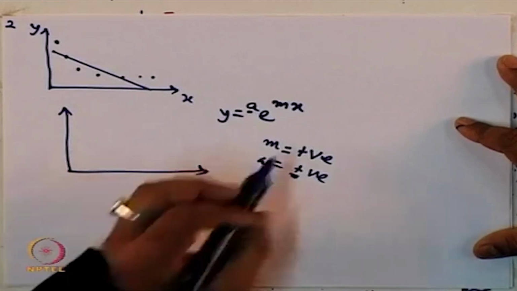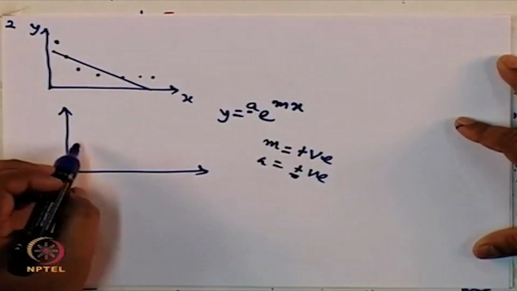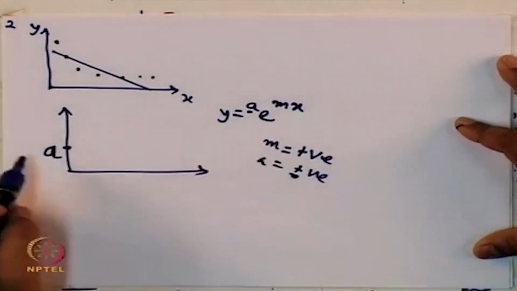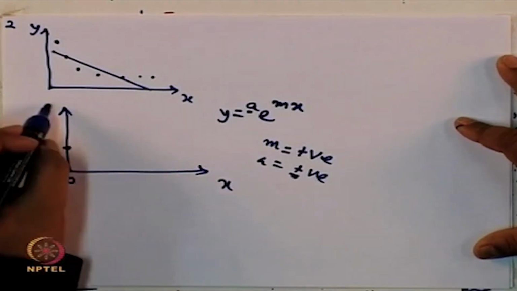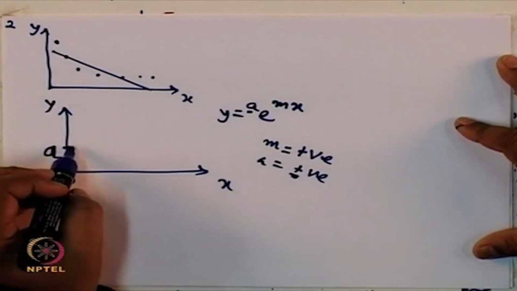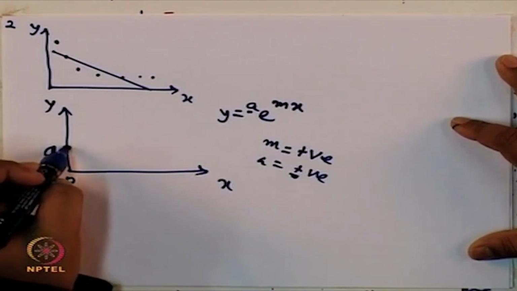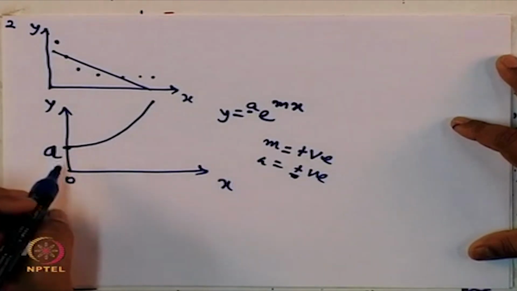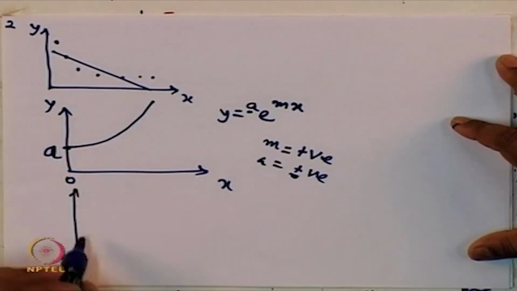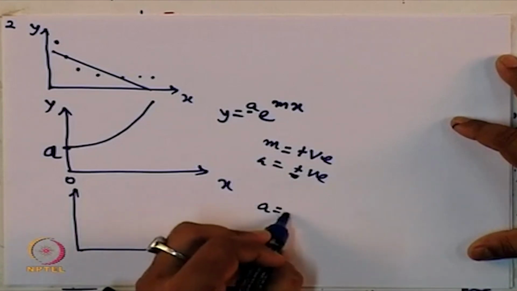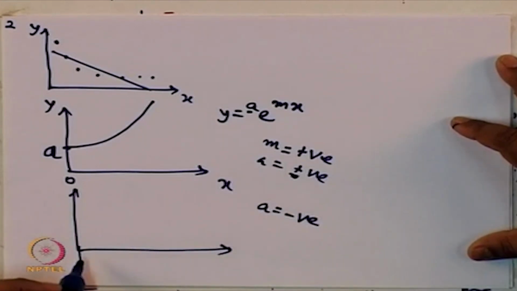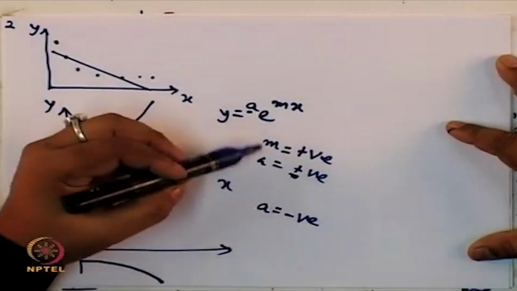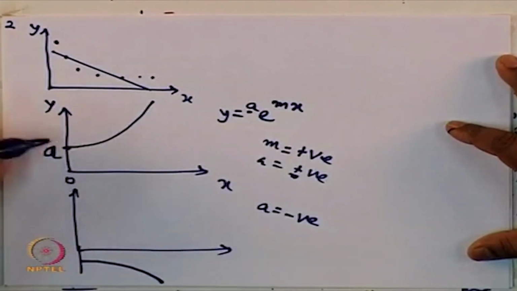Your curve at x equal to 0: e to the power mx will always return you a value of 1. So you know that the curve starts from a times 1. So at x equal to 0 it starts from a and then it increases exponentially. Your curve should look something like this. Now for the same curve, if a is negative, then the curve will actually look like this. So you see the value of a will dictate the nature of the curve.